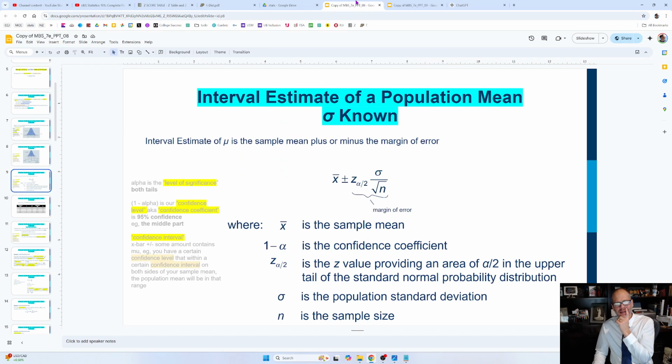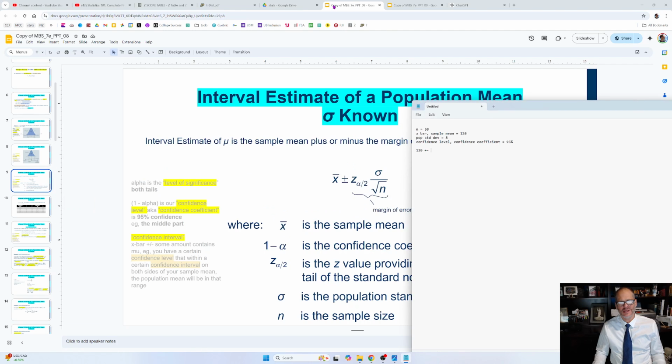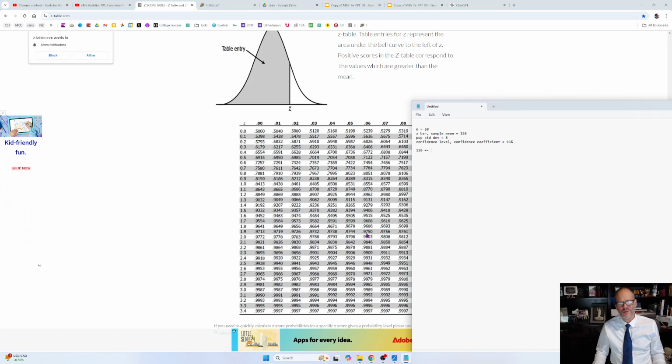And after you've done statistics long enough, you'll be like, 95% confidence level, the z-score on that is 1.96. Right there, 1.9 and 0.06, 1.96 right there. So 0.975 is 1.96, so we're going to have 1.96.